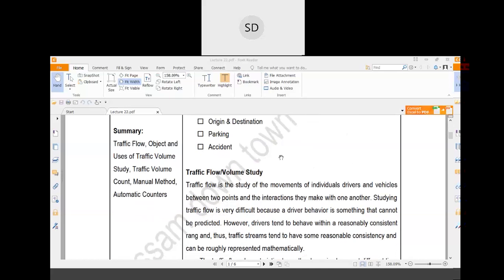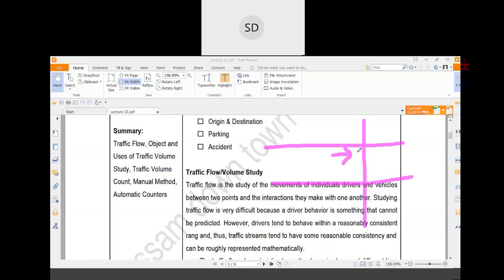Okay, now what is traffic flow or volume? Suppose a road is there, and you draw one cross section, or draw one line, over that road. Traffic volume is the number of vehicles which cross that particular point of the road in a unit time. So basically, that is traffic volume.